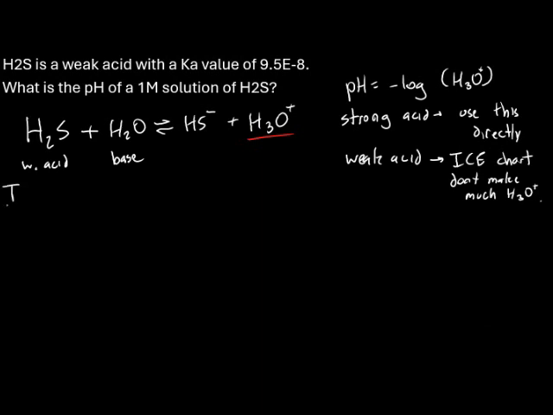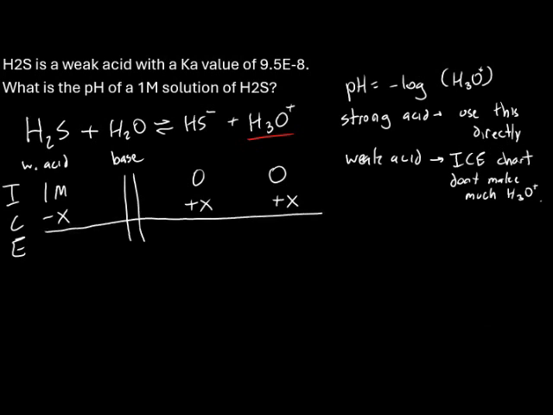Let's begin making our ICE chart. Our initial molarity of H2S is exactly 1 molar. We will not write anything for water because pure liquids do not influence the equilibrium, and we are not given any initial molarity for HS negative or H3O positive, so we will write 0 for those. We know the H2S will go down by some amount, but we don't know how much, so we'll just say minus X. By the same token, the products, HS negative and H3O positive, will go up by at least a little bit, but we don't know how much of those either. What we do know is however much H2S we lose, we will gain an HS and H3O.